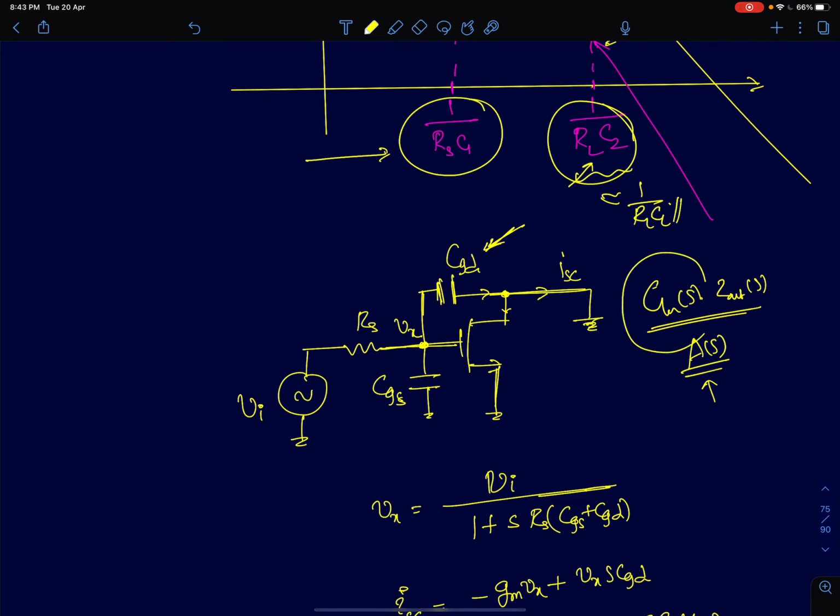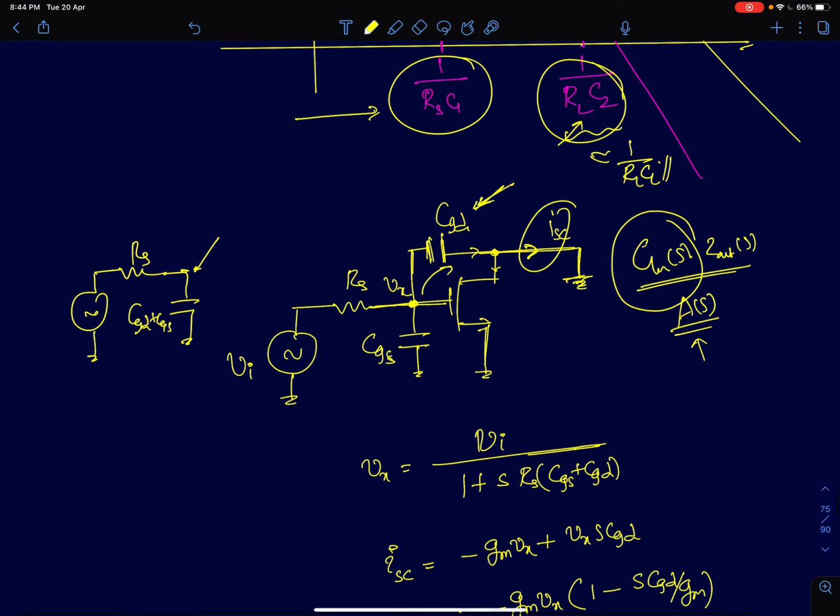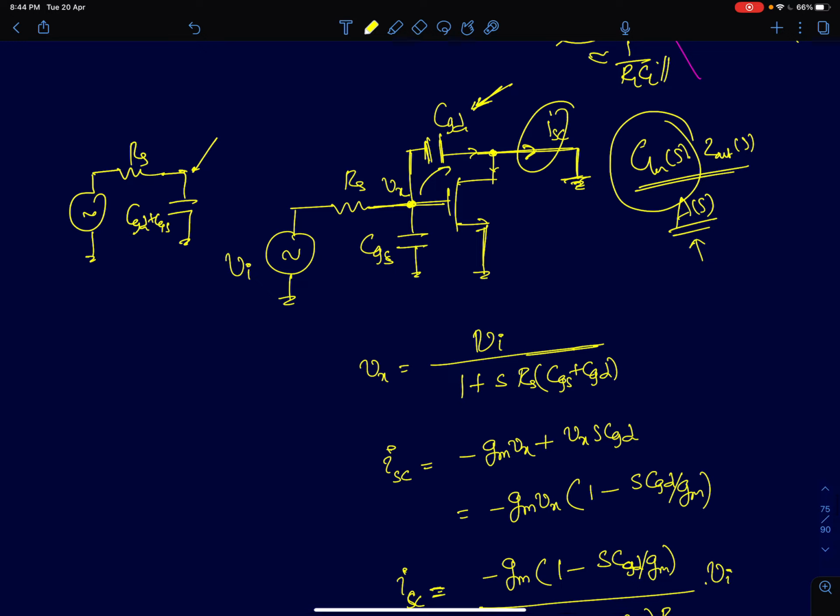So first I'll find the short circuit transconductance. So I'll short circuit the output and measure the current flowing here. Now you can see at the input port you have VI, RS, and both these capacitors are to ground. So you get CGD plus CGS. So the voltage at this node, we can directly say it is VI. So it's a simple low pass RC circuit. So by now we know what the transfer function is. It is 1 by 1 plus s into this capacitance. So that's what I've written here. That's the node voltage Vx.